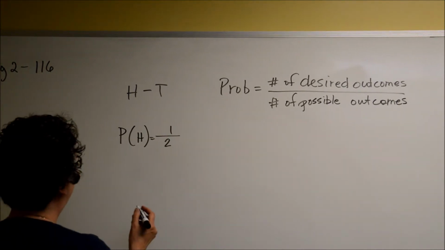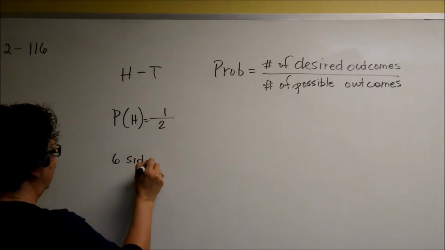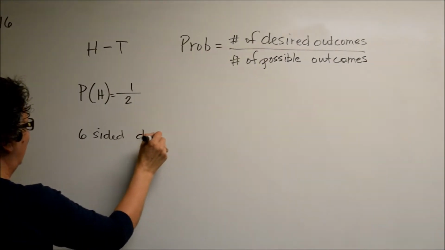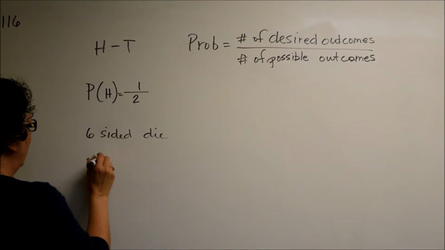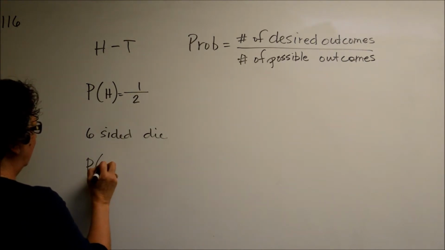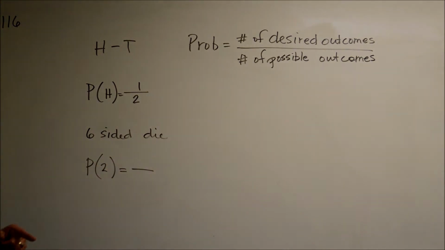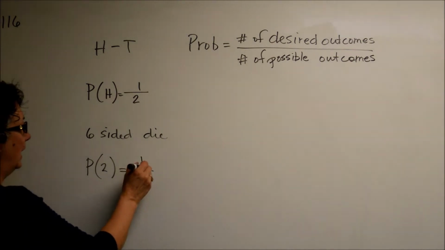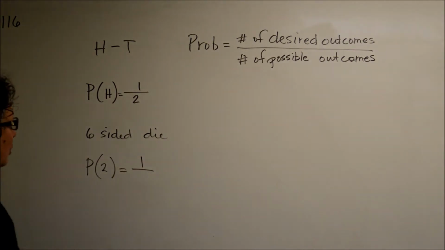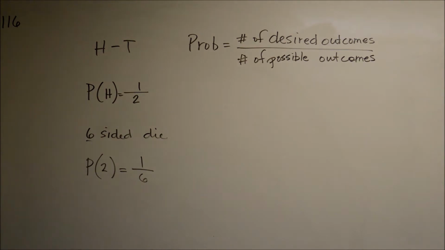So if I have a 6-sided die, then the probability that I roll it and it lands on 2, the number of desired outcomes is just 1. The number of possible outcomes is 6, because there's 6 different numbers.